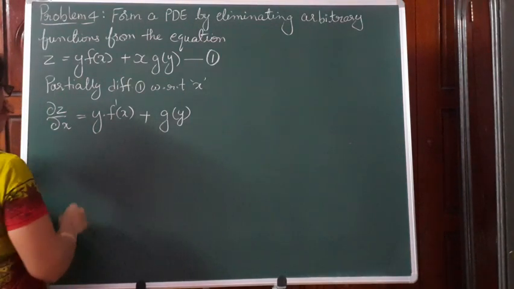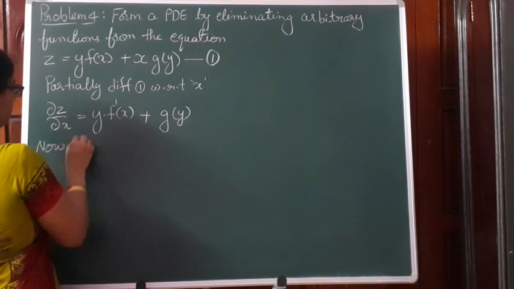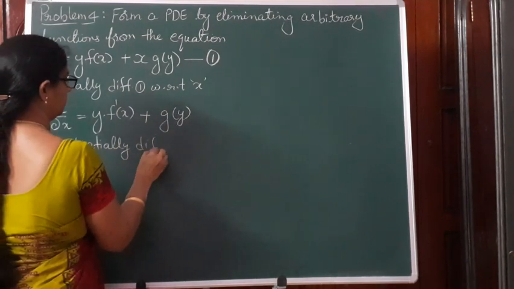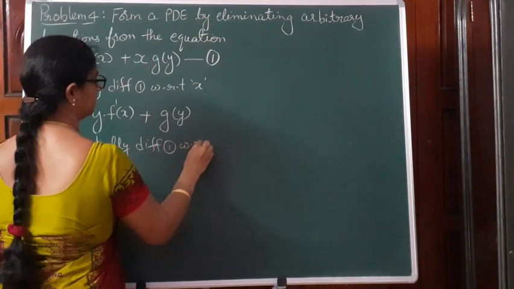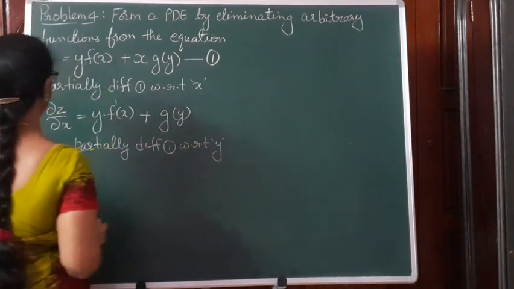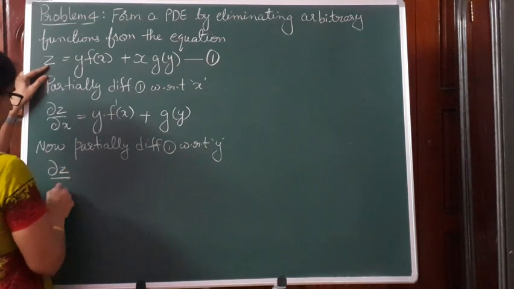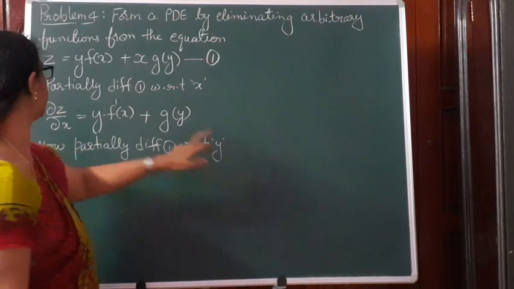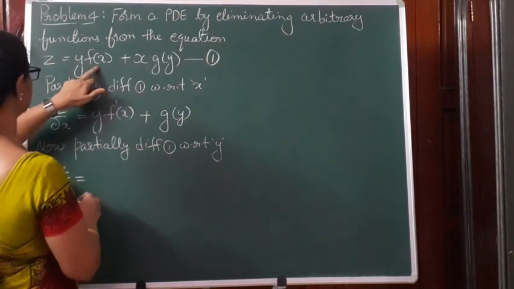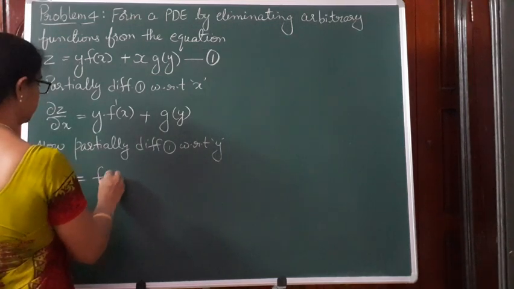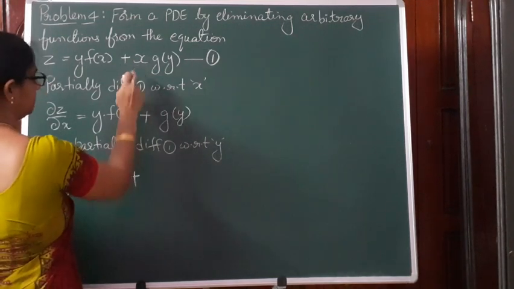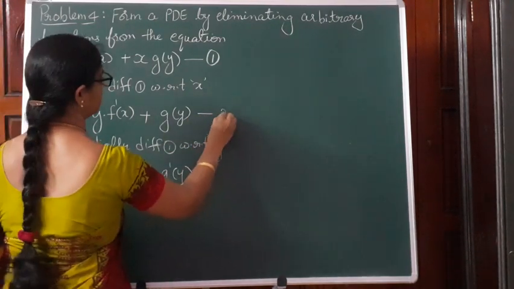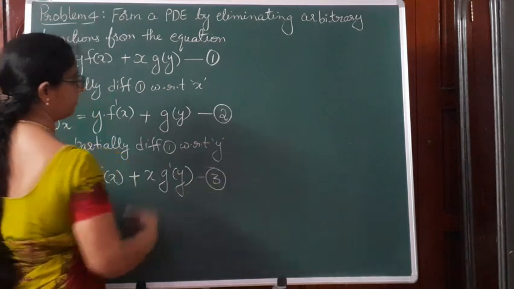Okay. Now partially differentiate with respect to y. Then ∂z/∂y is equal to, here x is constant because we are partially differentiating with respect to y. So if x is constant, f(x) is constant, and the derivative of y is 1. So we get f(x) here, plus x is constant, and the derivative of g(y) is g'(y). Let us call this equation number 2 and this equation number 3.